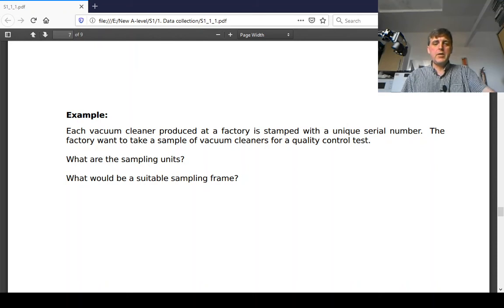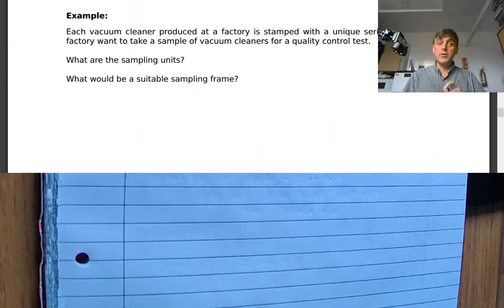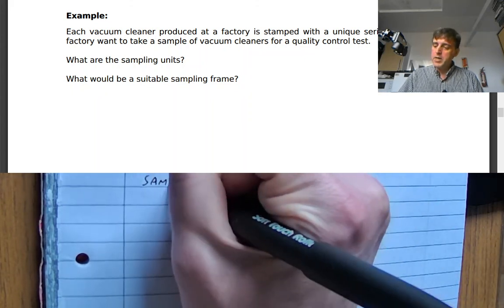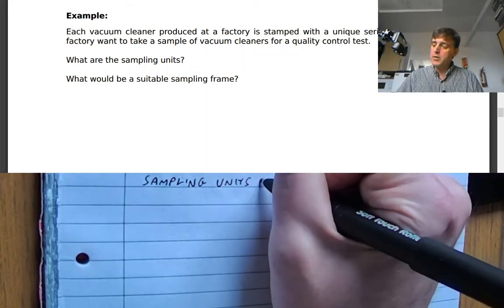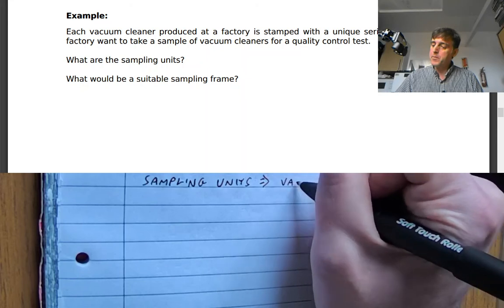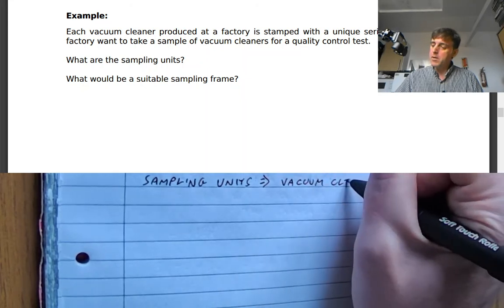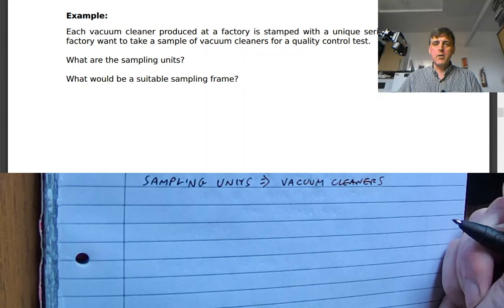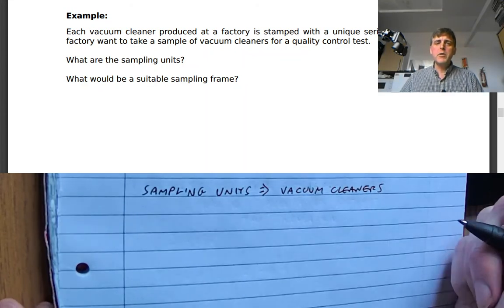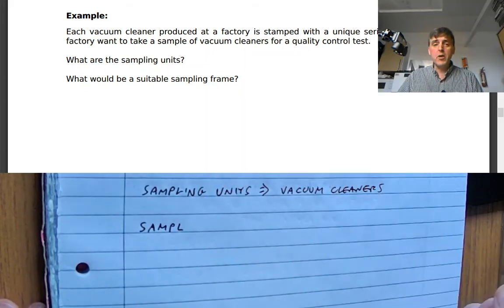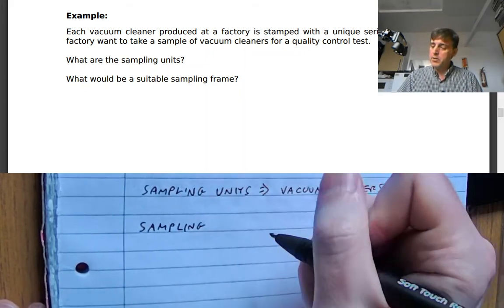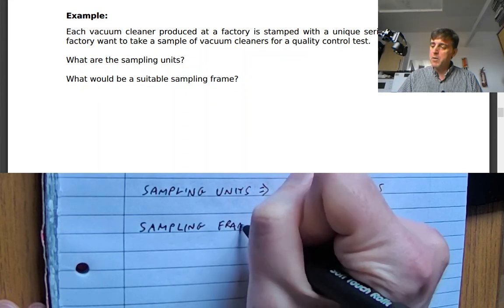So let's have a look at how we can answer these questions. The sampling units for this particular one are just the individual items in the population. So our sampling units are going to be the vacuum cleaners themselves. Each vacuum cleaner is a sampling unit. And then what would be the suitable sampling frame here? Well, the sampling frame is just the list of all of those serial numbers on those vacuum cleaners. So it's the list we can refer to when we're trying to come up with our sample.